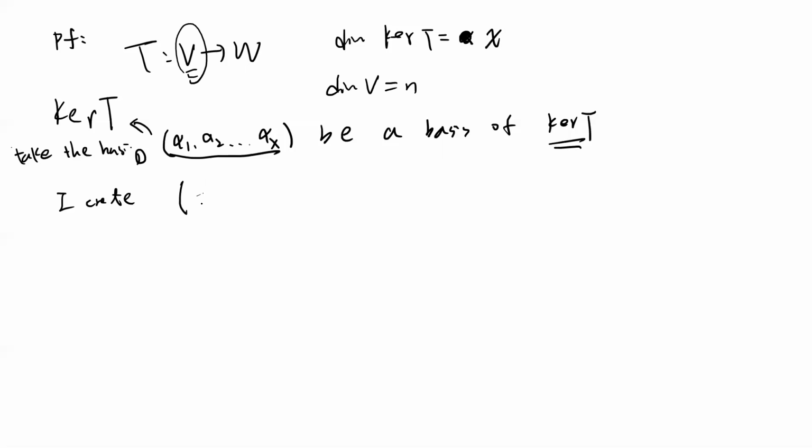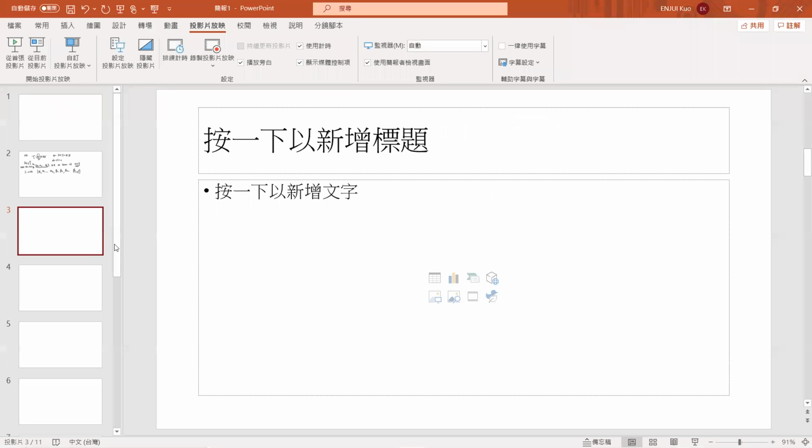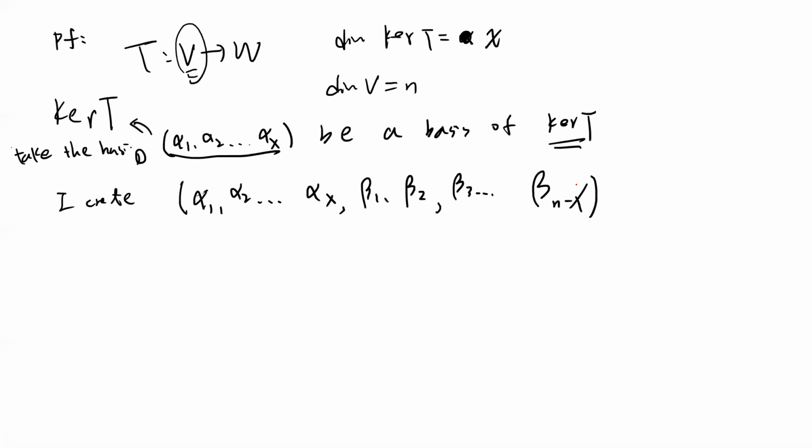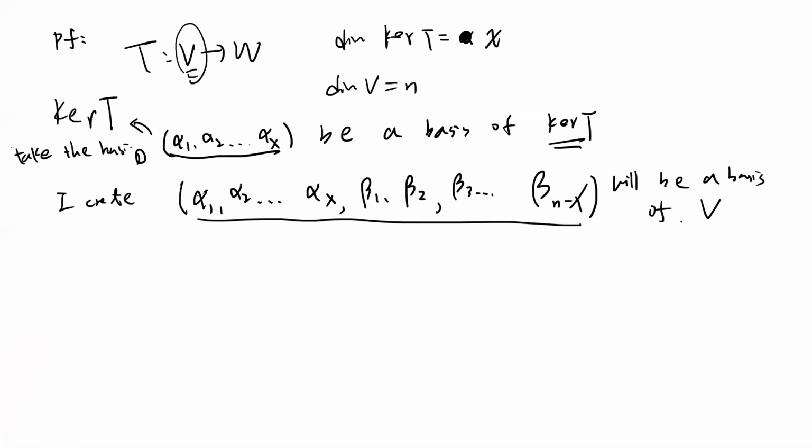So I can say that alpha 1, alpha 2, up to alpha x, and beta 1, beta 2, beta 3, up to beta n minus x will be a basis of V. So I take this to be a basis of V.